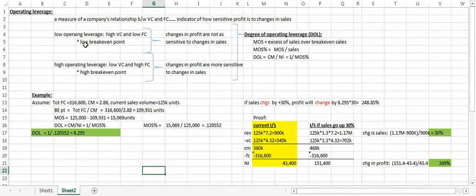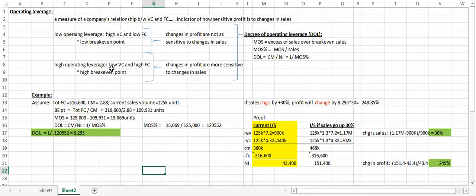So this type of company would have a low break-even point. And we would say that such a company with a low operating leverage would not suffer severe changes in profit with respect to a change in sales. So changes in profit are not as sensitive to changes in sales relative to a high operating leverage company.